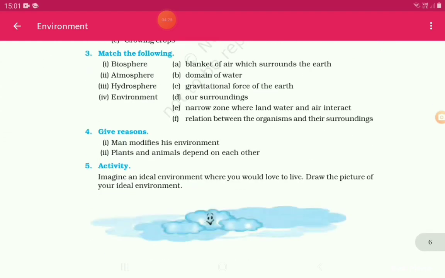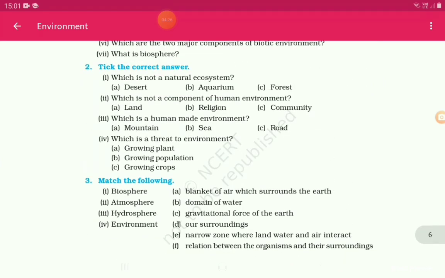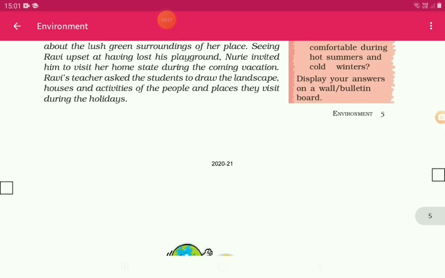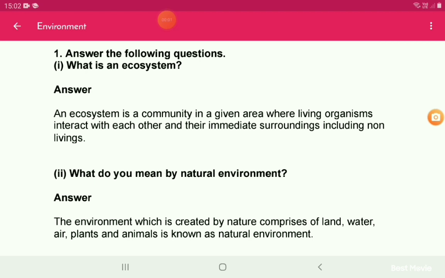So this is the textbook part. Now let's read the questions and answers.